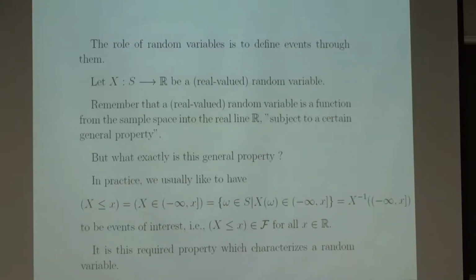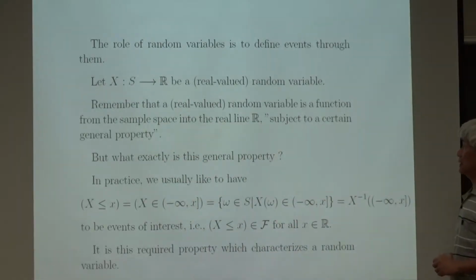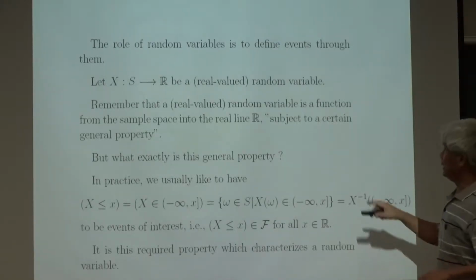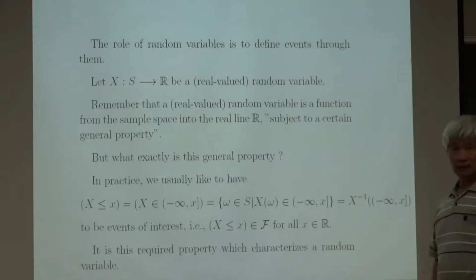Let's discuss the nature of random variables. The basic thing is that random variables play a role in defining events through them. As we know, a random variable is a function from the sample space to the set of real numbers, if the random variable is real valued. And we mentioned that in addition to being a function, a random variable should satisfy a general property.